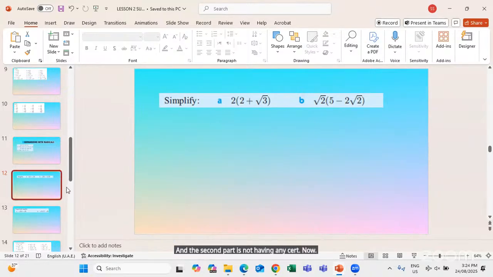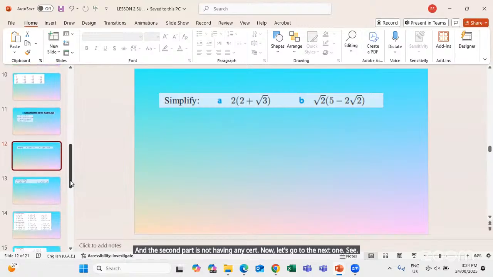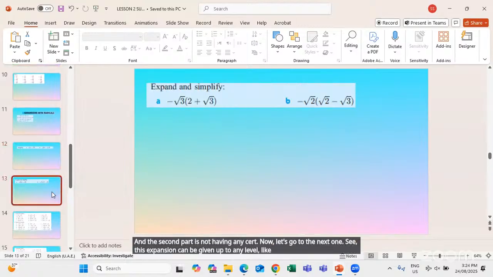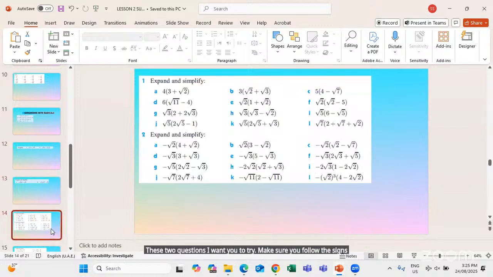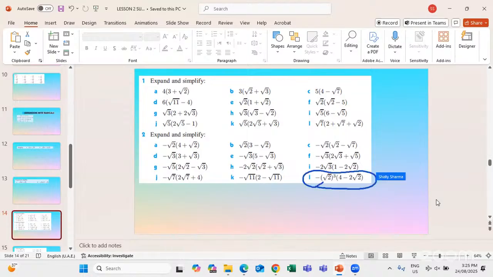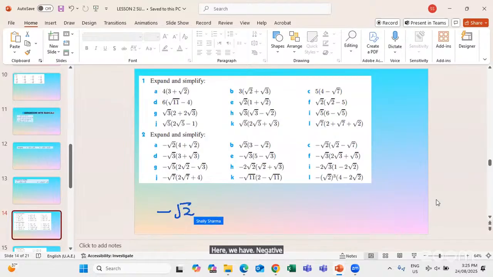Now let's go to the next one. This expansion can be given up to any level, like a single bracket, two brackets, and so on. These two questions I want you to try. Make sure you follow the signs properly. Here we have lots of questions, and you can practice all of them. I'm going to pick one of these questions, let's say this one. Here we have negative root 2 cubed times 4 minus 2 root 2.